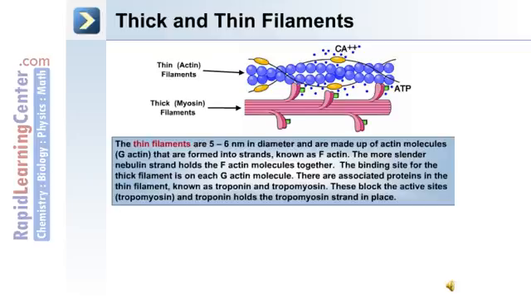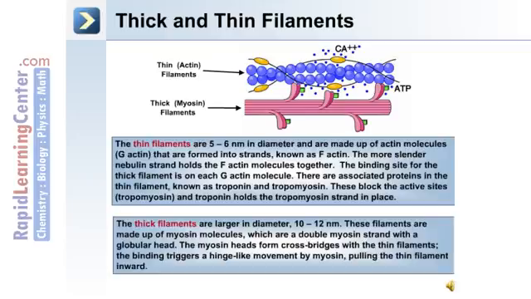Tropomyosin blocks the active site, and troponin holds the tropomyosin strand in place. The thick filaments are larger in diameter, between 10 and 12 nanometers, and these are made up of myosin molecules, which are a double myosin strand with a globular head. The myosin heads form cross bridges with the thin filaments. The binding triggers a hinge-like movement by myosin, pulling the thin filament inward.